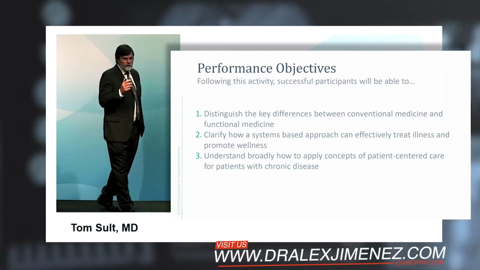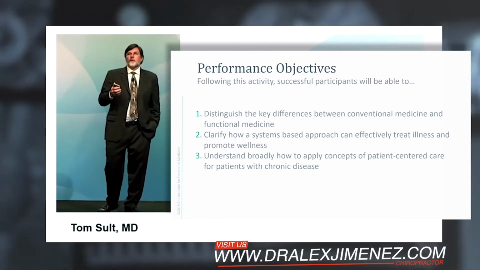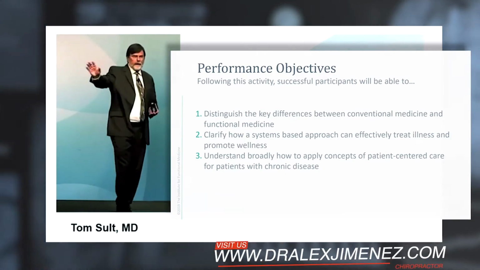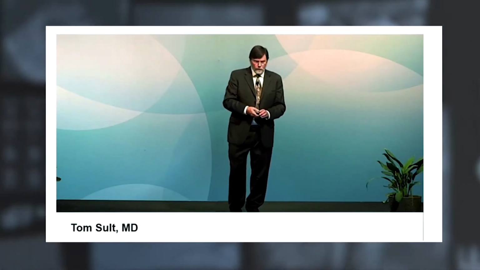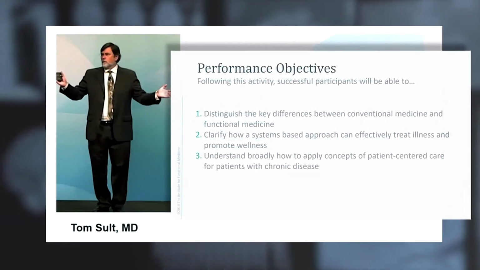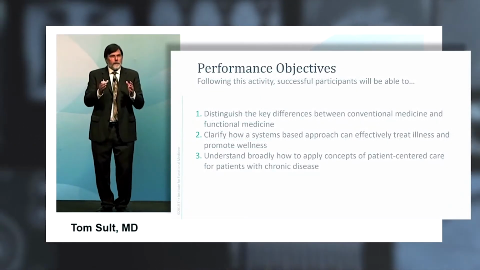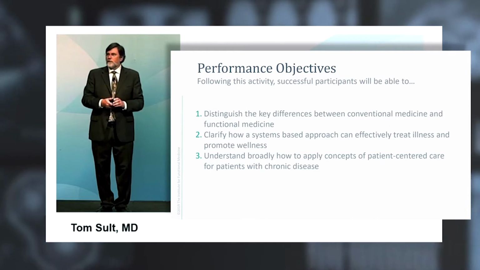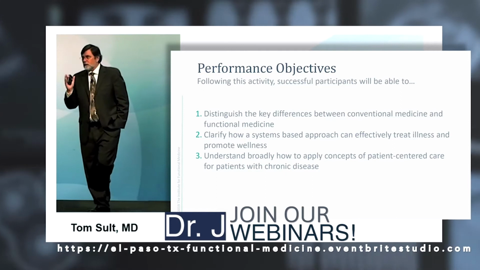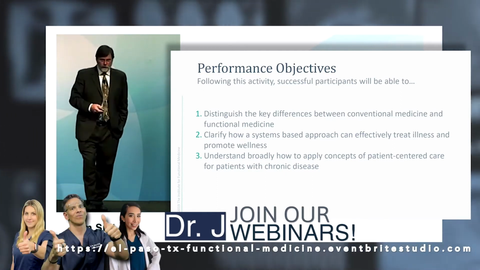So we're going to clarify how a systems-based approach can help us effectively treat chronic complex disease. So that acute MI, yeah, I want to be in a cath lab. But if I have stable chronic coronary artery disease, yeah, that's functional medicine, right? It's a different thing. And then understand broadly how to apply concepts of patient-centered care for patients with chronic disease. This is an overview. I'm going to talk a tiny bit about the tools. Don't go crazy writing, because Dr. Hughes in the next lecture is going to go through those in more detail and more methodically.